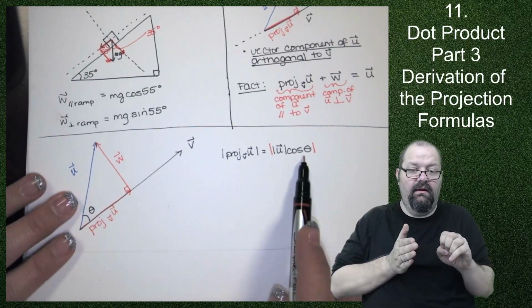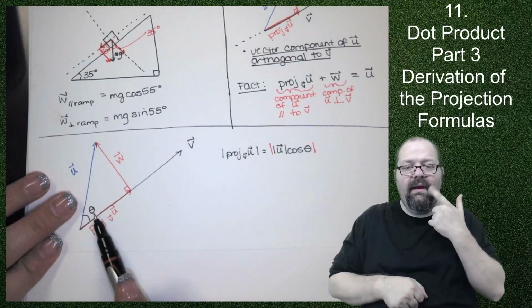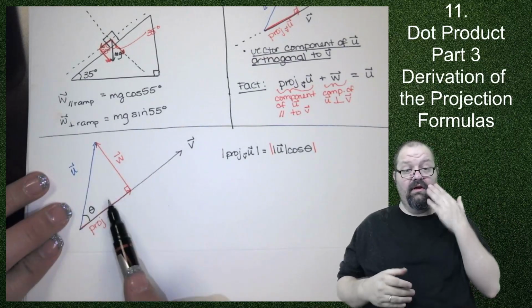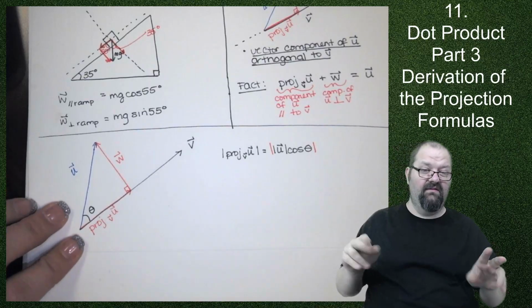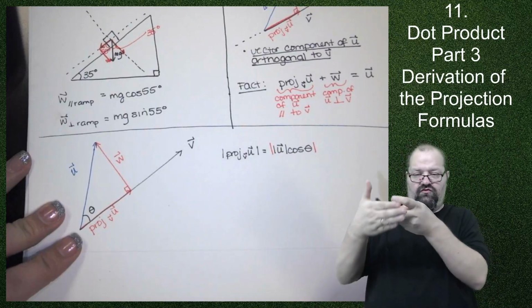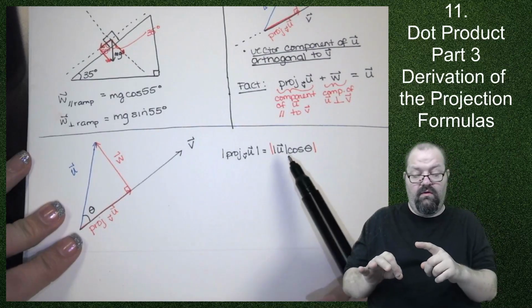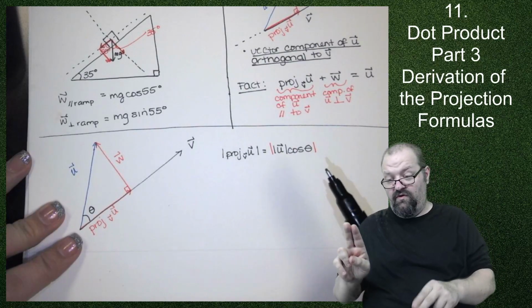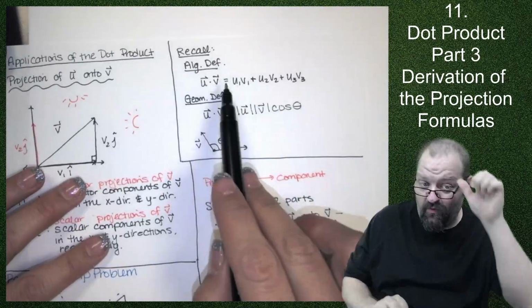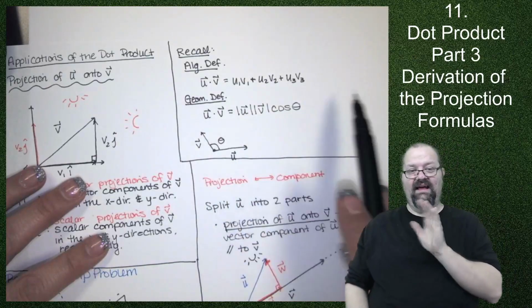Now, I'm not going to use this because I don't typically know theta. I typically know v, or u and v, in component form, and I can use this to derive the formula for the length of the projection of u onto v. Does this remind you of something? I hope it reminds you of this. It's our geometric definition of dot product.